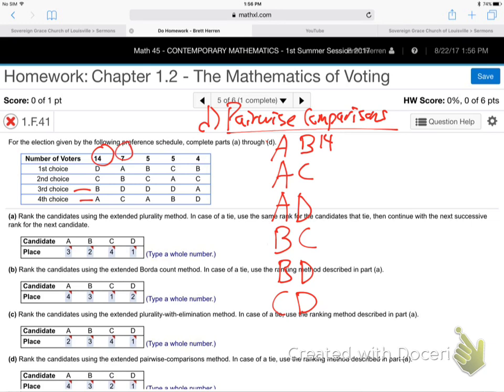Now the next 7 people, if it's just between A and B, who do they like better? They like A, give those 7 to A. These 5 people, if it's just between A and B, who do they like better? B, right? The next 5 people, if it's just between A and B, who do they like better? A. And the last 4 people prefer B. So B got 18 plus 5, 23, and A got 12. So B certainly won that, right?